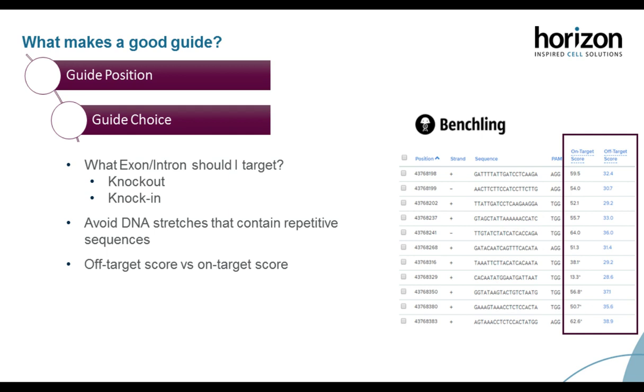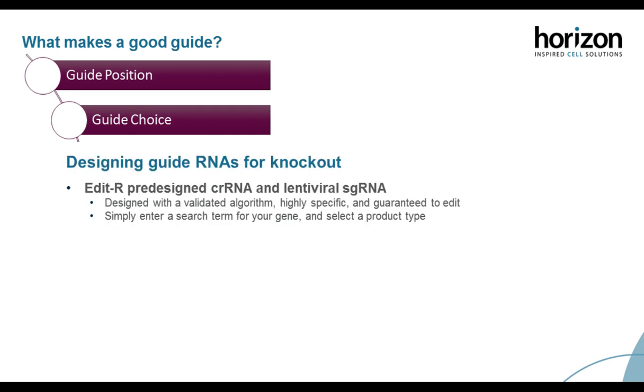We have actually pre-designed CRISPR-RNAs and lentiviral sgRNAs using this algorithm. These are different guide RNAs that you can just buy directly off the shelf for your gene of interest, and they're available for you. I've just left a link to where you can get more details on those guide RNAs. Essentially, you can just put your gene of interest into the search bar, and that will bring up all of the guide RNAs that are available for your gene. These are designed to have editing, and they are guaranteed to have editing.